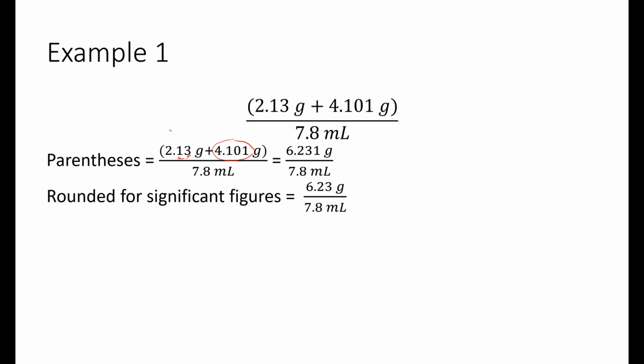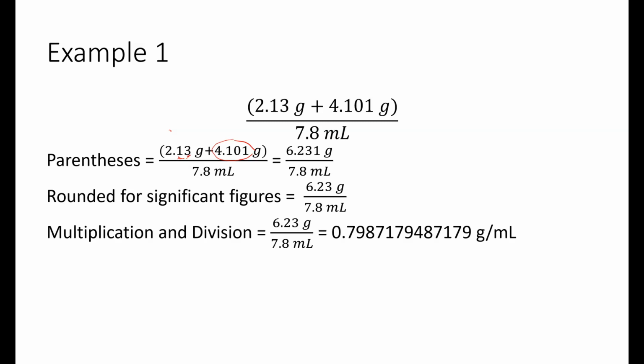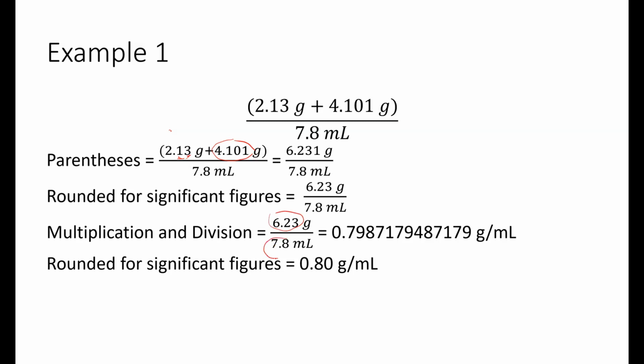Now I need to do my multiplication or division. In this case it's division, so 6.23 divided by 7.8. When I put that in the calculator, I get this rather long value of 0.79871, and so on, grams per milliliter. Once I round that to 2 significant figures, because I have 3 in the top value, 2 in the bottom value, multiplication and division, we go with the least significant figures, so I need to round to 2 significant figures.